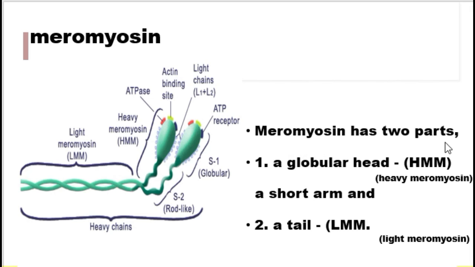Meromyosin has two parts. One is the globular head region, which is made up of heavy meromyosin. Another is the short tail region, which is made up of light meromyosin. The head region or heavy meromyosin consists of two parts. One is the round head, another is a short arm. This is the short arm and this is the head. So these three units form the meromyosin.